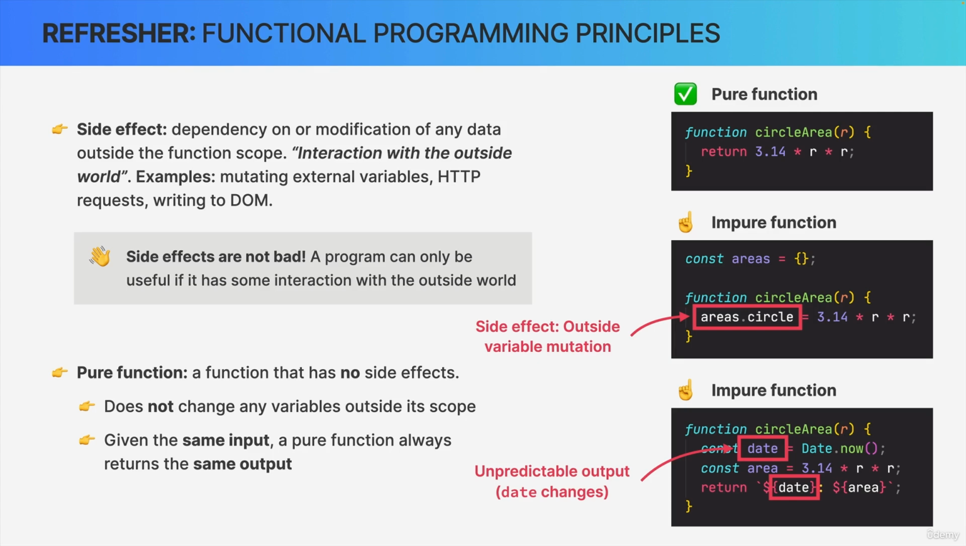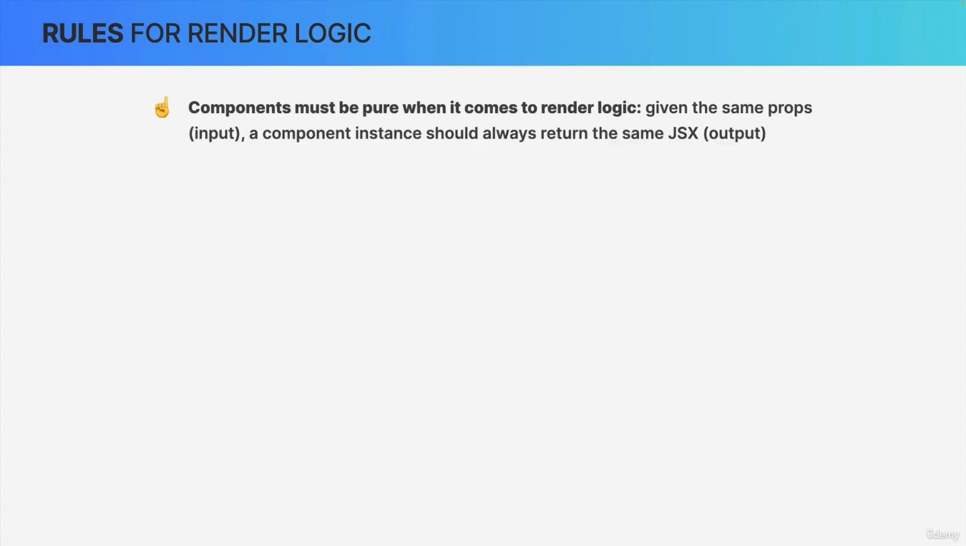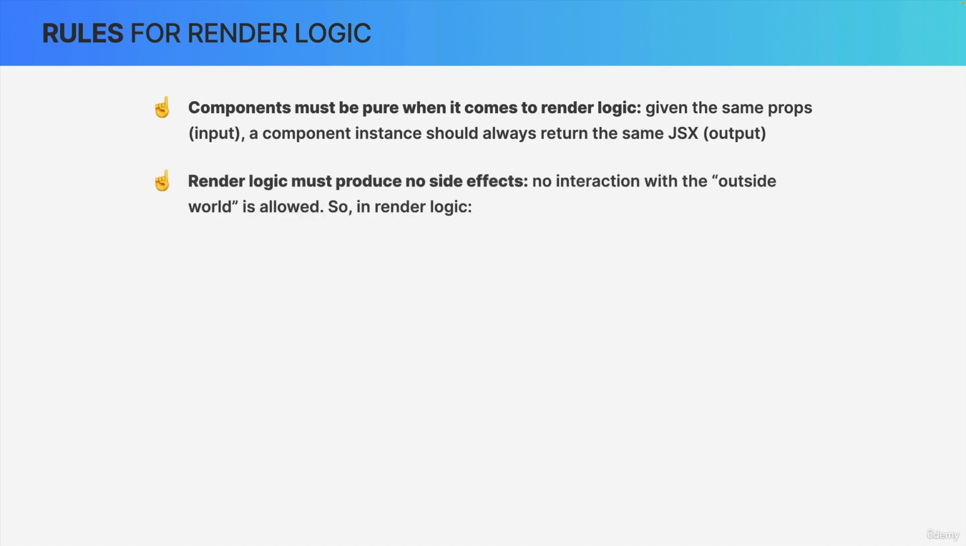which brings us back to React and its rules for render logic. And essentially, there's just one big rule, which is that components must be pure functions when it comes to render logic. This means that if we give a certain component instance the same props, so the same input, then the component should always return the exact same output in the form of JSX. In practice, this means that render logic is not allowed to produce any side effects.